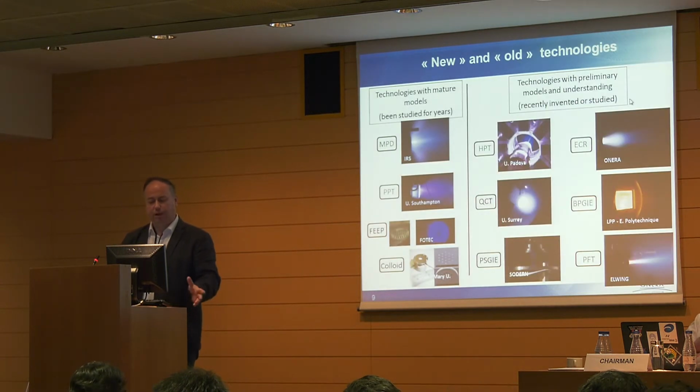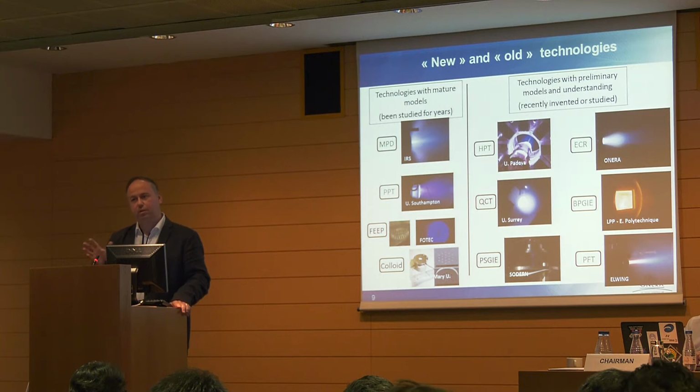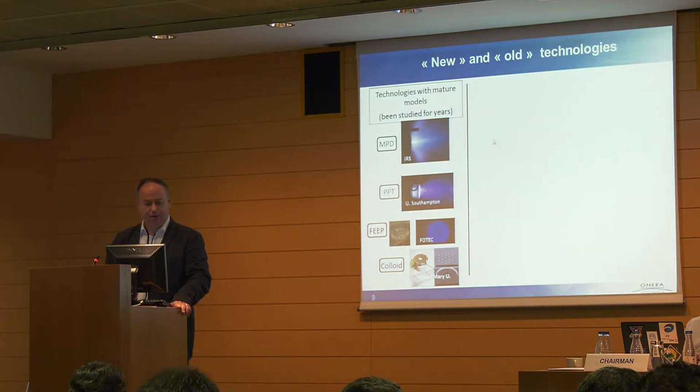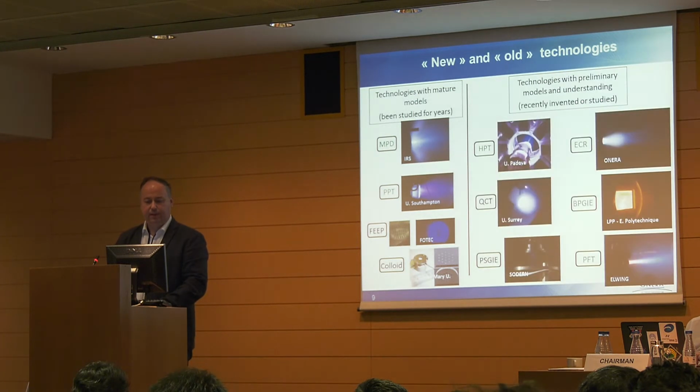So I'll finish this brief presentation of all the different thruster technologies by showing you a little bit of illustration of that. Here in this column, you have what we call the mature technologies that have been studied for years, maybe not ready yet, but we kind of know how they work, with the MPDs and PPTs. And these are the column of the new technologies that are being developed right now, the helicon and the ECR, although the ECR has been known for some time, but there was not much done in the past on this technology.